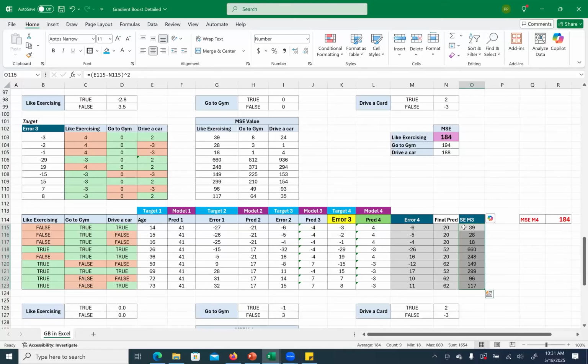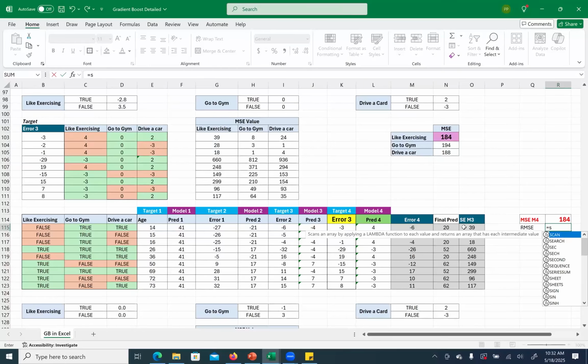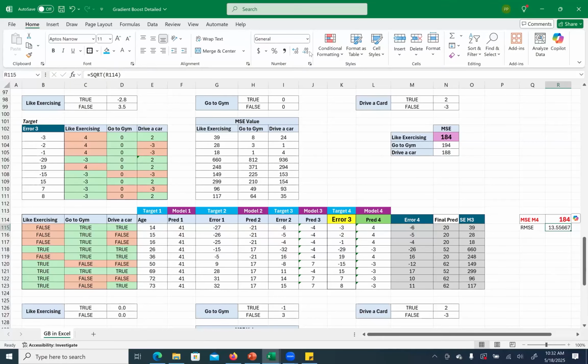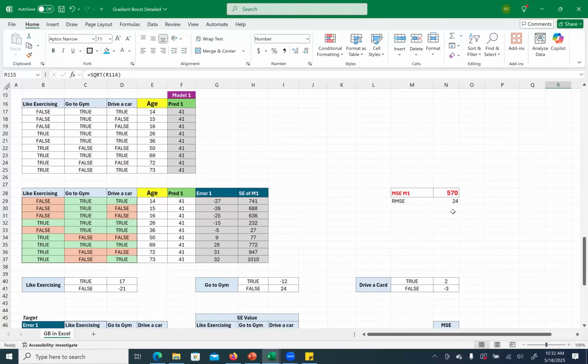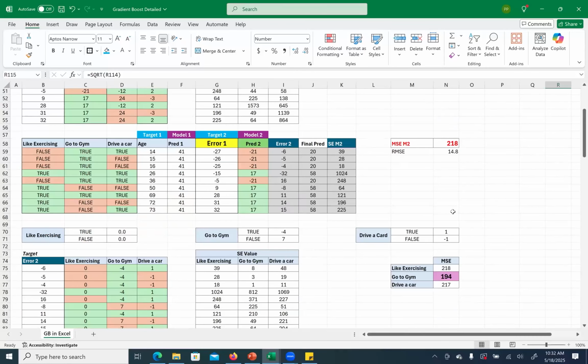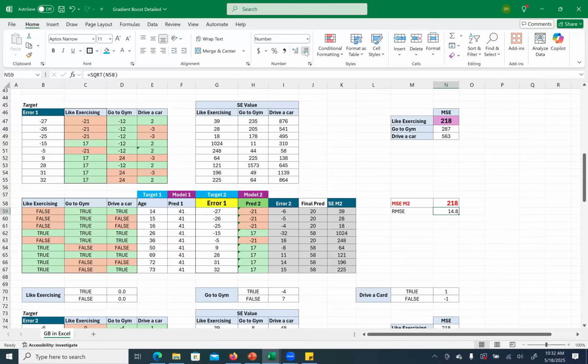So after these 4 iterations that we have done, we are getting MSE of 184, and RMSE is going to be the square root of this. If you look at the trend, our RMSE value in the starting was 24. Then it became, let's say, 15. There was a sudden drop.